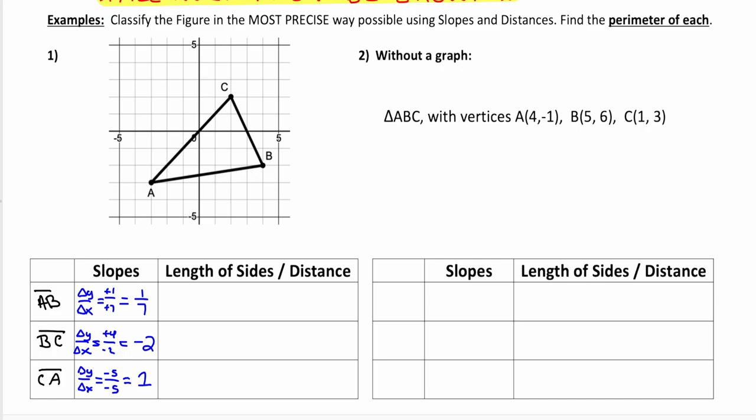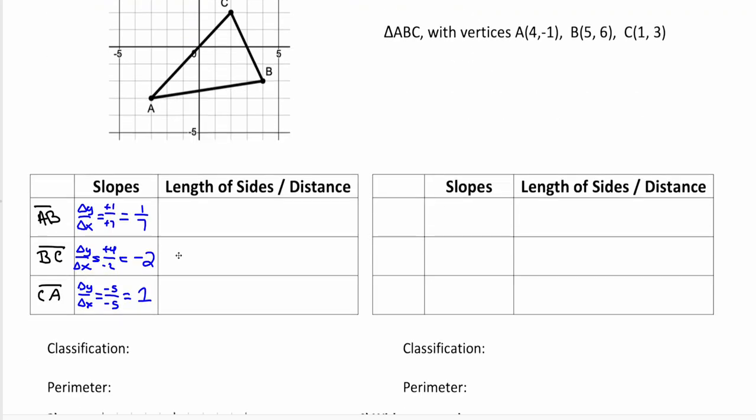And now I can think about, with the slopes, what information do I have here? None of these slopes are the same, so they're not parallel. And none of these slopes are opposite reciprocals, so we have no perpendicular either. So we have no parallel, and we have no perpendicular. So we do not have a right angle, so it's not going to be a right triangle. That helps us with knowing that our classification is not a right triangle.